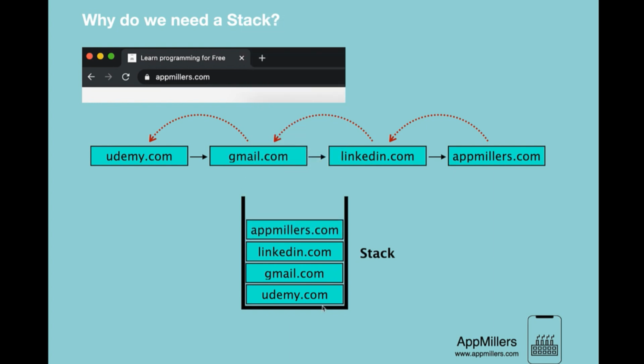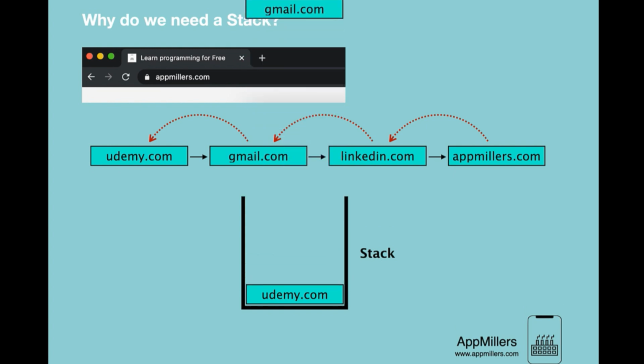So first we visited udemy.com, then Gmail, then LinkedIn, and then appmillers.com. So when extracting data from this stack, the last one that we visited will be removed first. So we know that the last website that we visited is appmillers.com, so it will be removed first. Then the second to last website that we visited is linkedin.com, so it will be removed, then it will continue like this until we reach the first website.